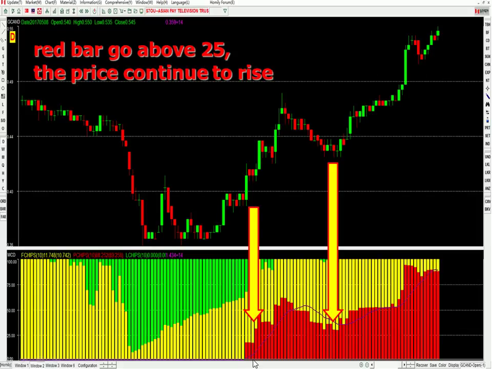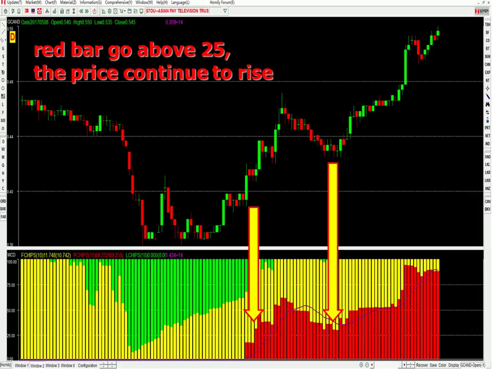So we can see the red bar go above 25. The price continues to rise. So if you see here the red bar above 25, then you should know to open a position, but not push the price up. Then we can see above 50, which means the bank fully controls, the price starts to rise.